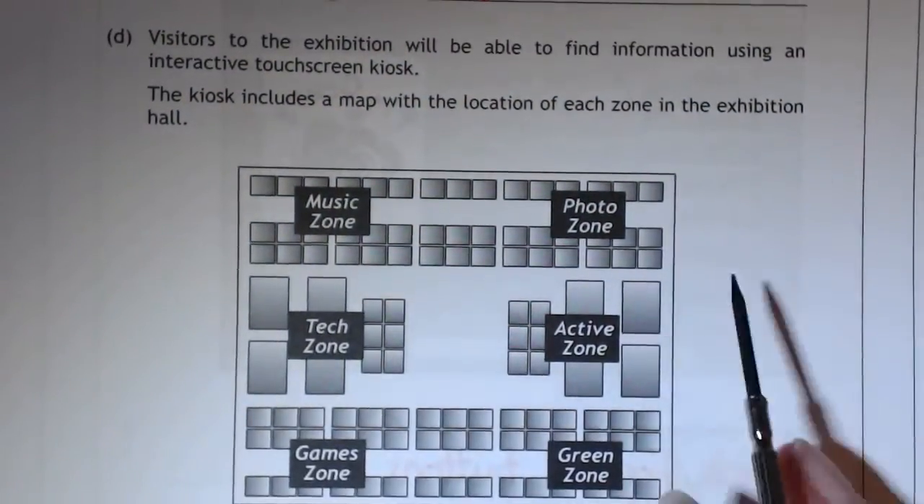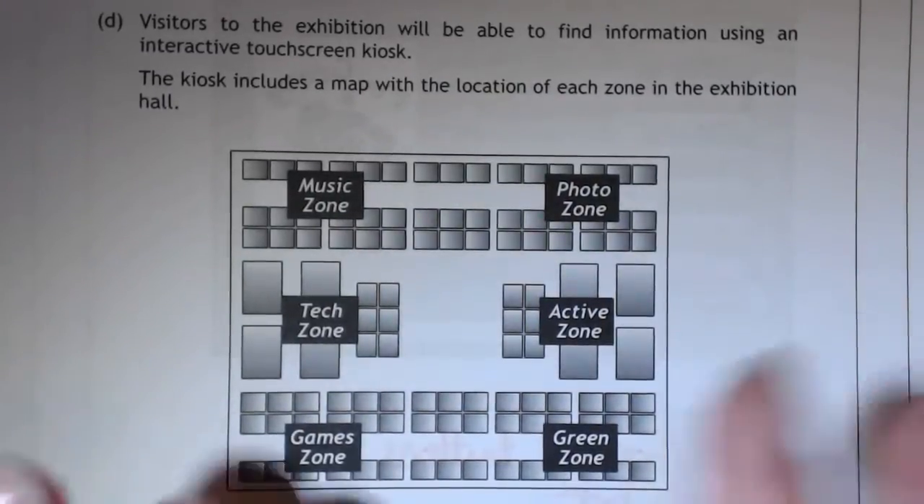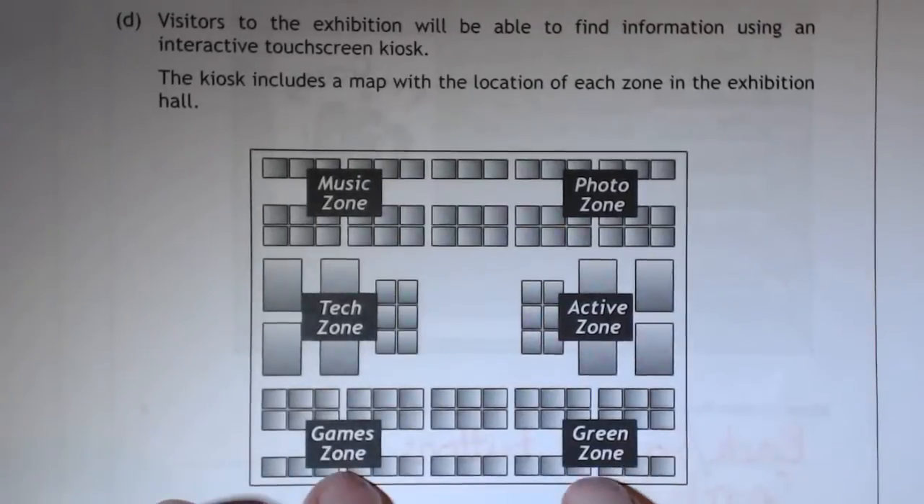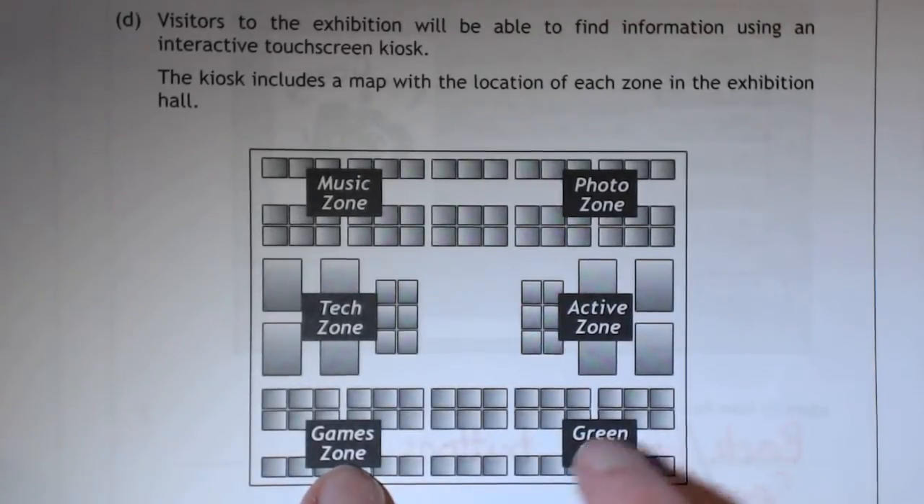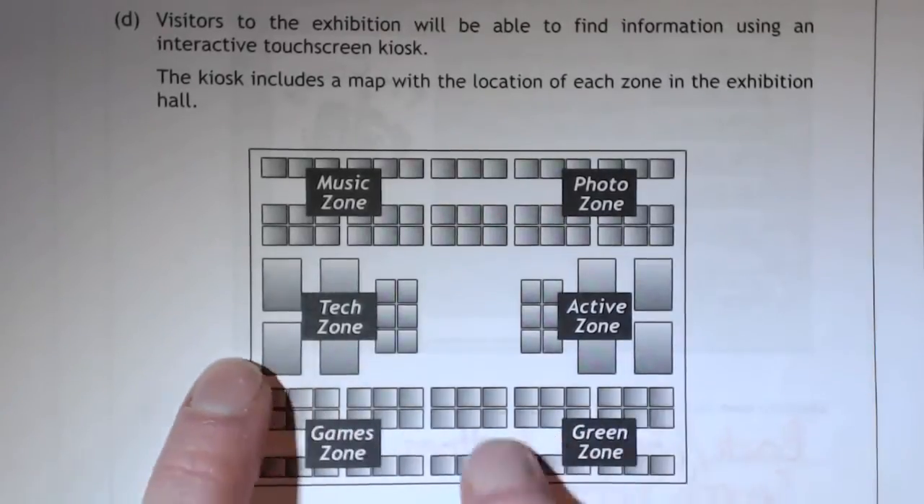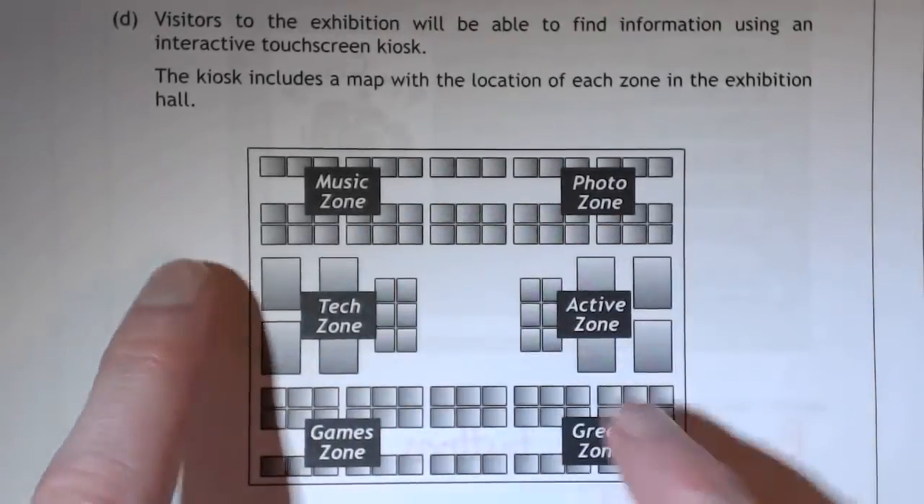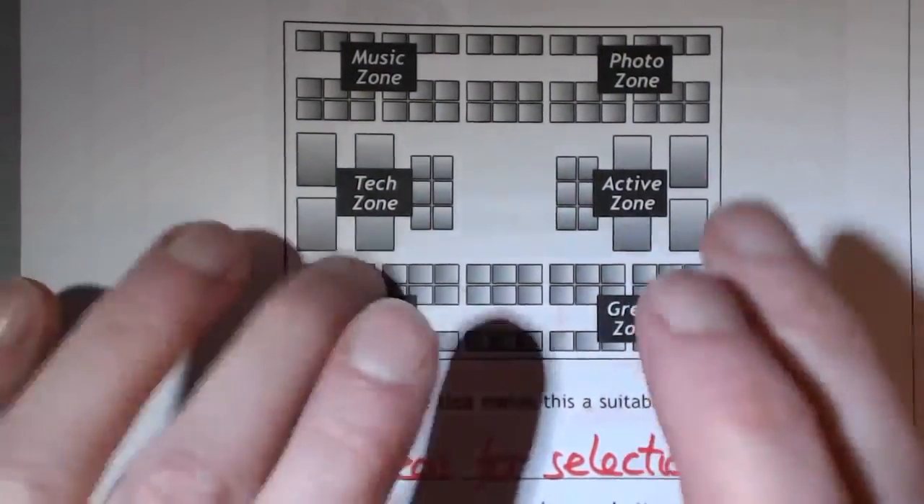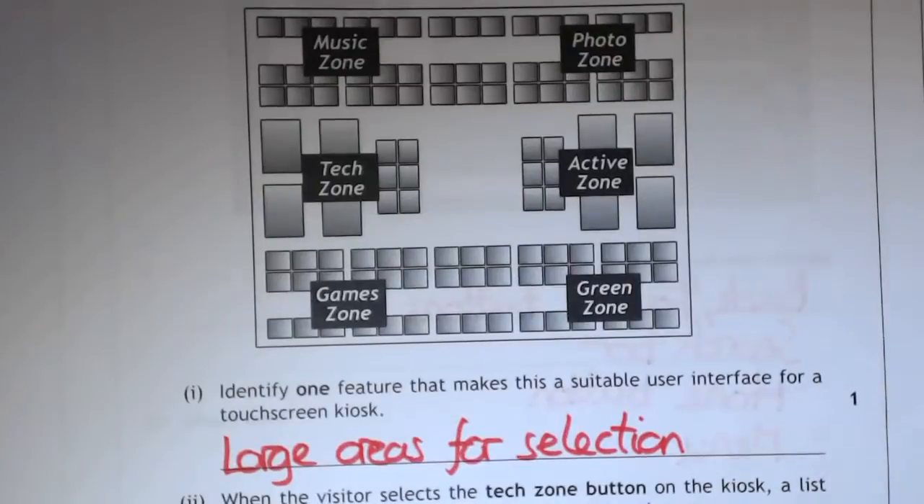Then again, they've got a kiosk, one of these touchscreens, and they're saying, well, what feature makes this suitable for touchscreen? Well, hopefully you see it's well labelled, with large labels for the different zones. And these large labels, as well as the actual setup, make it easy to select. So this is large areas for selection, right? That's what you want for a kiosk.